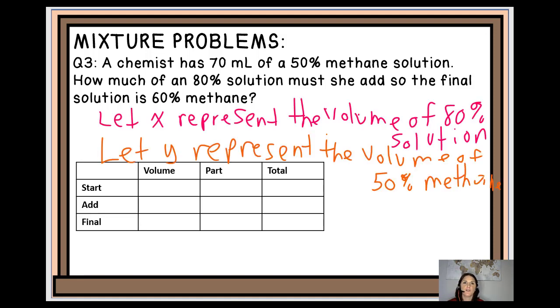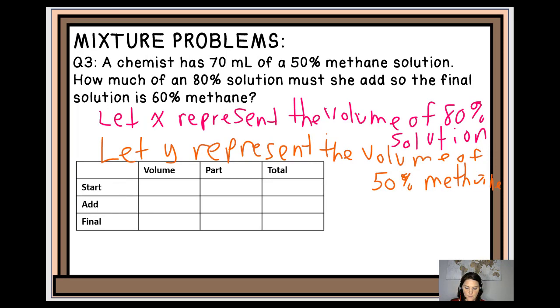For defining the variables, we're going to let x represent the volume of the 80% solution, and we're going to let y represent the volume of the 50% methane. Next, we'll fill in our chart. To start, the volume we start with is 70 milliliters, so I'm going to put that under the start volume. Because we have 50% of that solution, we're going to convert our percents to decimals. So 50% as a decimal is 0.5.